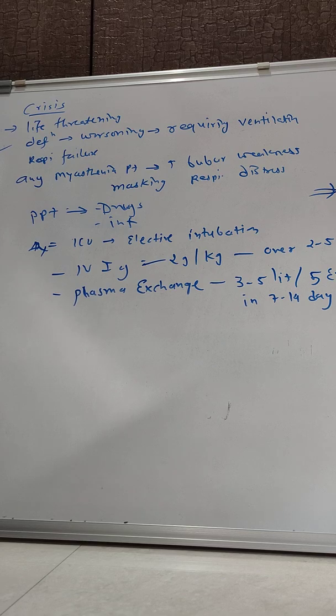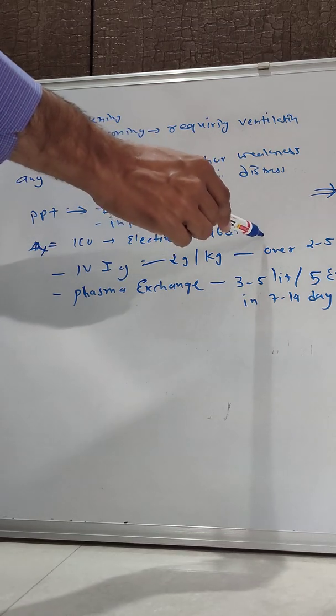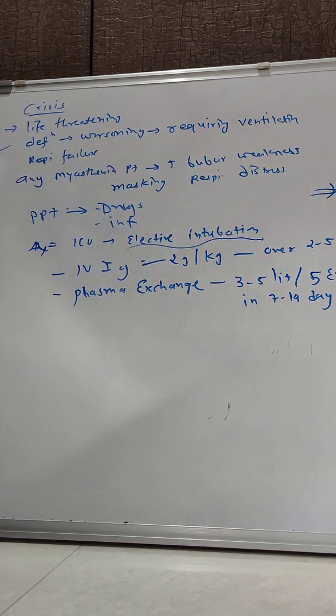How will you diagnose the patient? Any patient with myasthenia who has an impending respiratory failure should be considered to have myasthenic crisis unless proved otherwise. The patient needs to be admitted to the ICU. You need to do an elective intubation and ventilate the patient. Specific therapy is rapidly acting immunosuppression, that is IV immunoglobulins and plasma exchange.